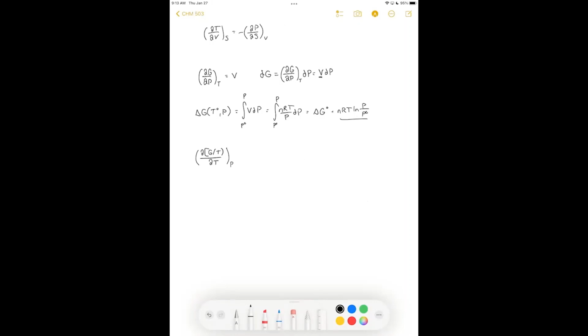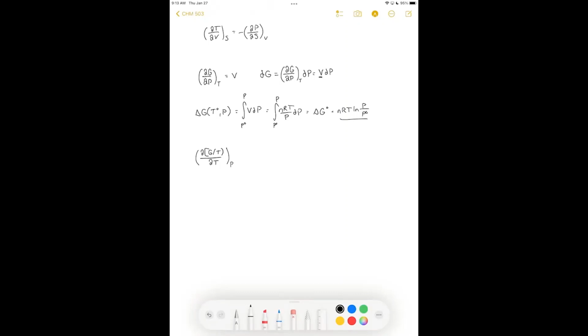And the equilibrium constant is equal to or proportional to G over T. So if we do G over T here, it's going to save us a little bit of time when we look at the equilibrium constant. So how do we do this? Well, we simply use the product rule.